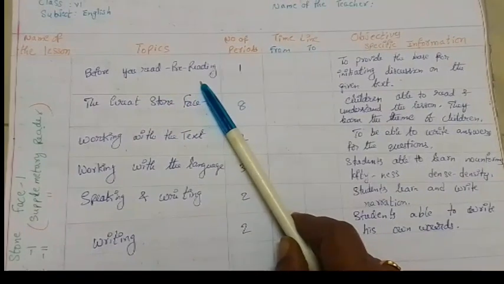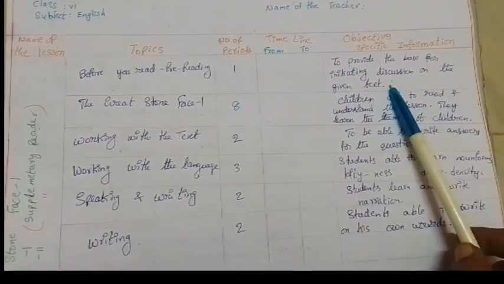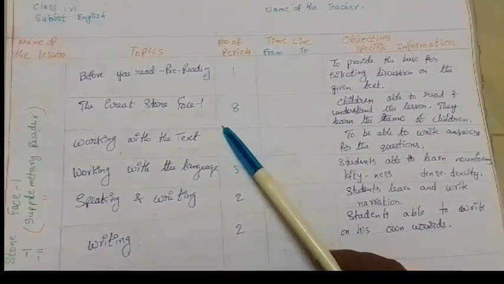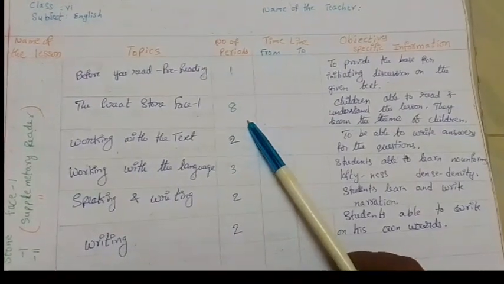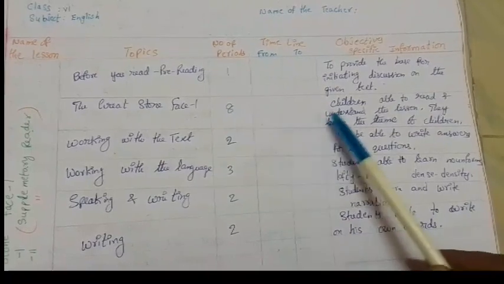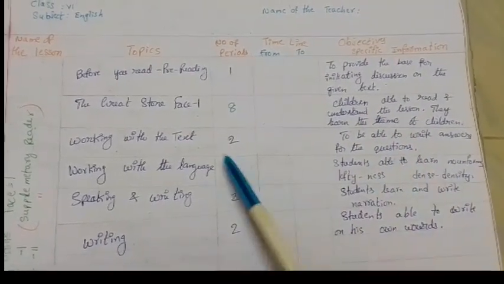Before you read, the pre-reading activity, we need one period to provide the base for initiating discussion on the given text. The Great Stone Face part 1 lesson will have 4 segments and 4 practice periods, totally 8 periods. Children are able to read and understand the lesson. They learn the theme of the lesson.